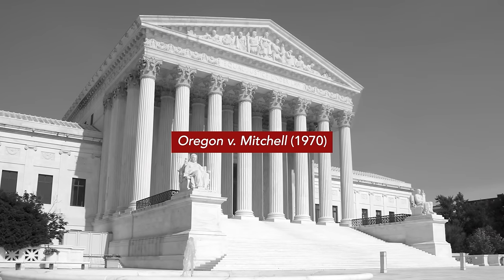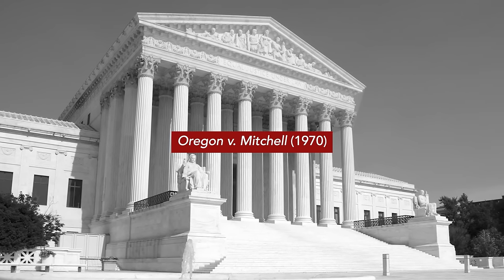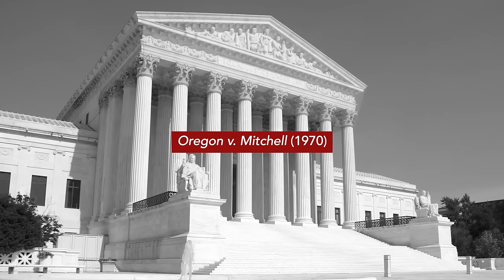And the Supreme Court had ruled in the Oregon and Mitchell case that Congress could only lower the voting age for national elections, not state and local elections. So that's why the amendment was proposed by Congress, and it was ratified in only 4 months, in March 1971. That's the shortest period for ratification ever. And finally, we've made it to the finish line, the 27th Amendment.